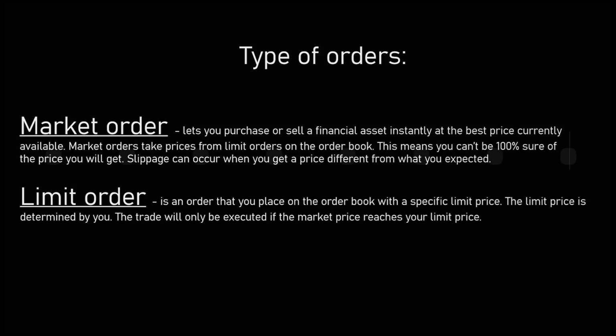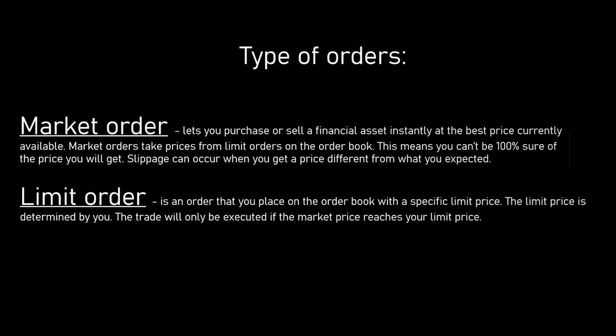But before that, let's start from the beginning. There are two types of orders in the market: market orders and limit orders. A market order lets you purchase or sell a financial asset instantly at the best price currently available. Market orders take prices from limit orders on the order book. This means you can't be 100% sure of the price you will get. Slippage can occur when you get a price different from what you expected.